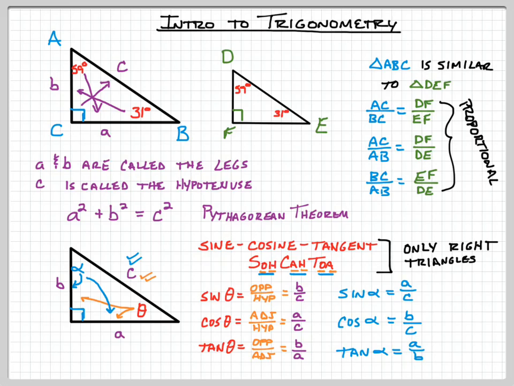And the other thing to keep in mind is that when we're doing sine, cosine, and tangent, we're referencing angles that are not the right angle. So we never use the 90-degree angle when we use the sine, cosine, and tangent functions. They have to be in a right triangle, and they have to be using the non-right angles.